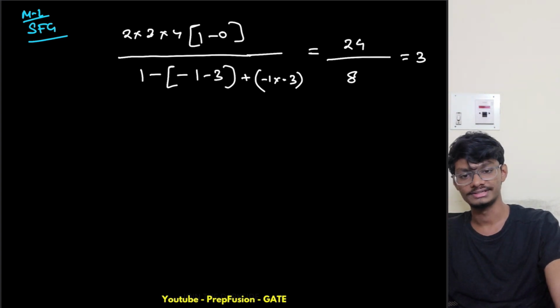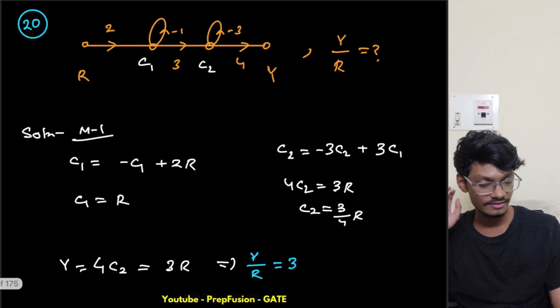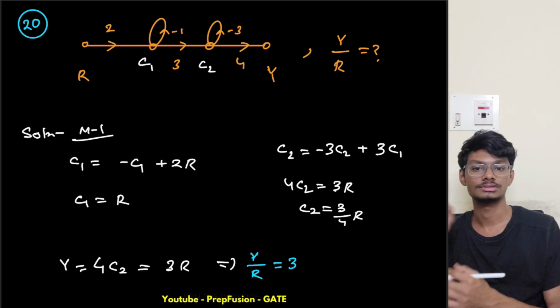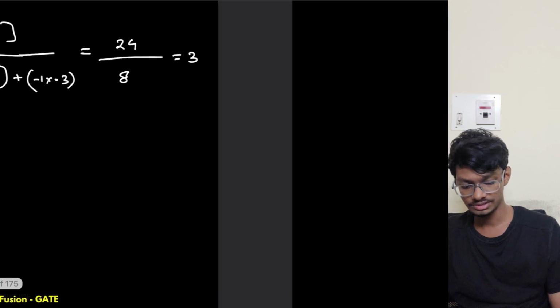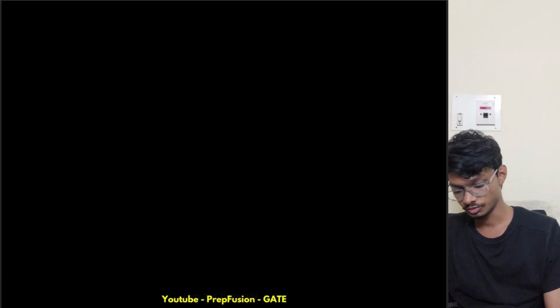You may go blindsided. Okay, so yeah, as you can see, Mason's gain formula is valid for this one, because the self loop gain is not unity, it is just negative one. Negative one works. Another limitation of Mason's gain formula, I'll show you one example.